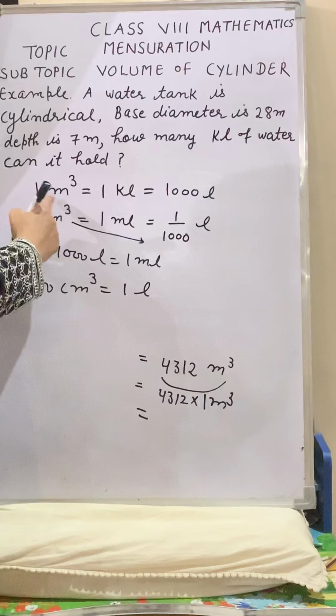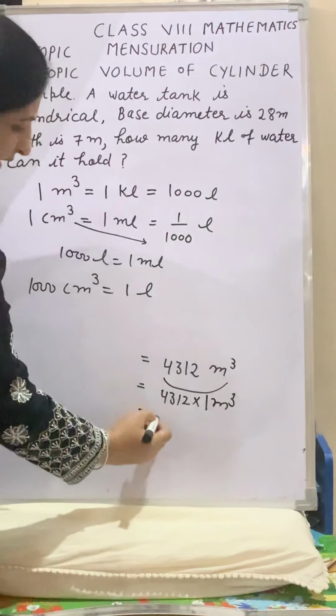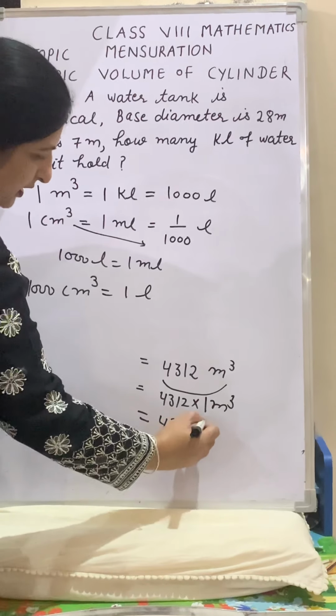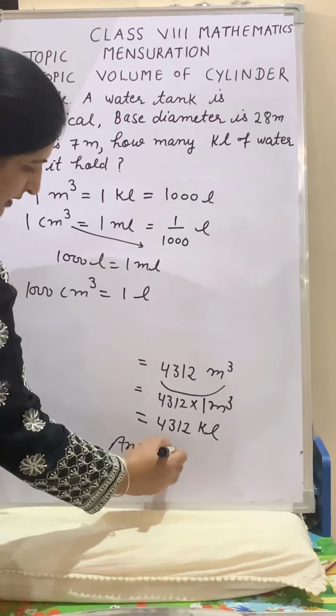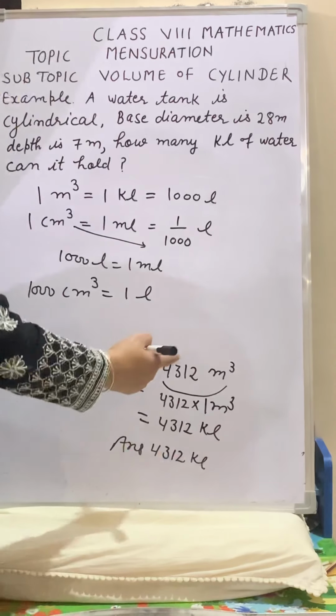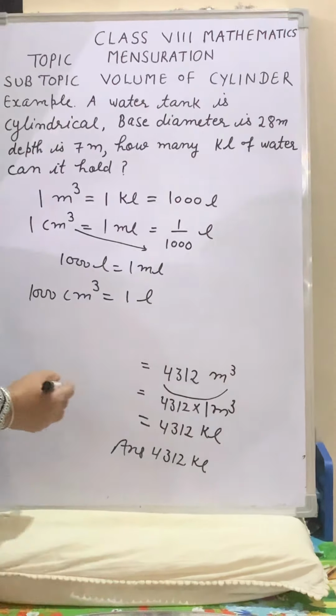And when we convert this, 4312 multiplied by 1 meter cube, and 1 meter cube is 1 kiloliter, we can write 4312 kiloliters (KL). It is the answer. When we convert meter cube or centimeter cube into kiloliters, we write capacity of tank. It means this tank can hold 4312 kiloliters of water.